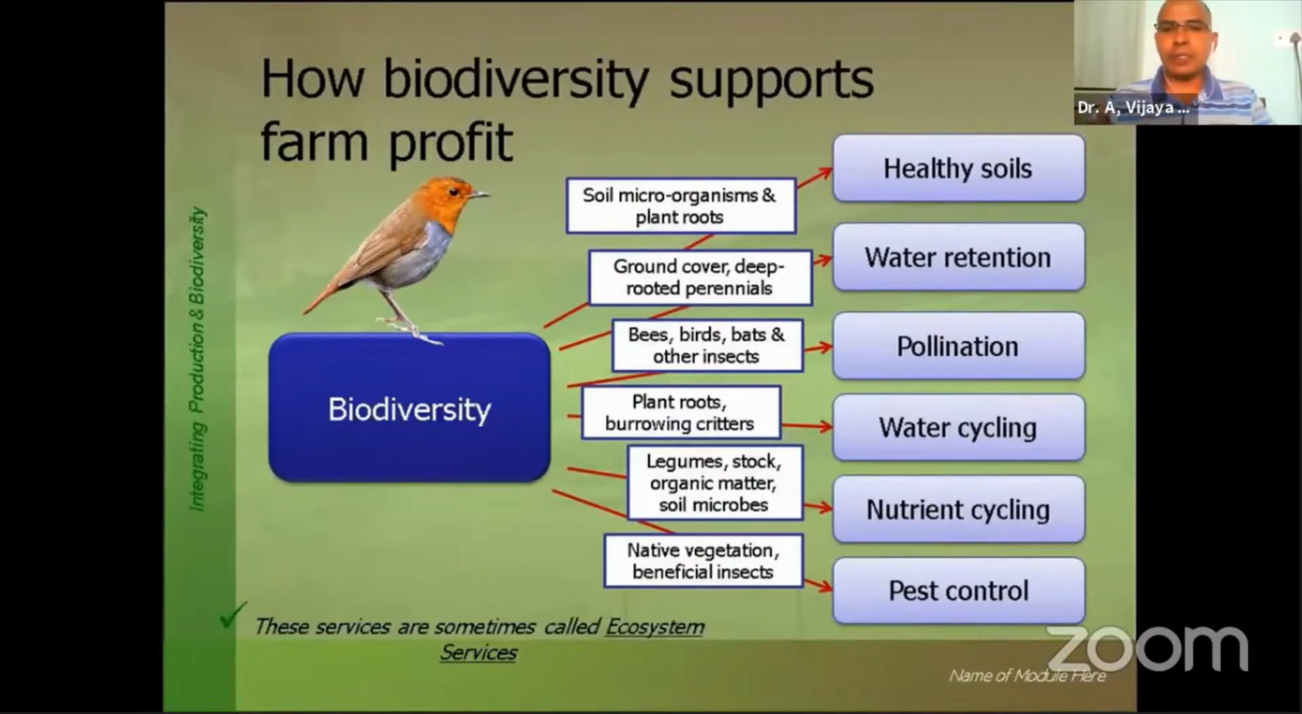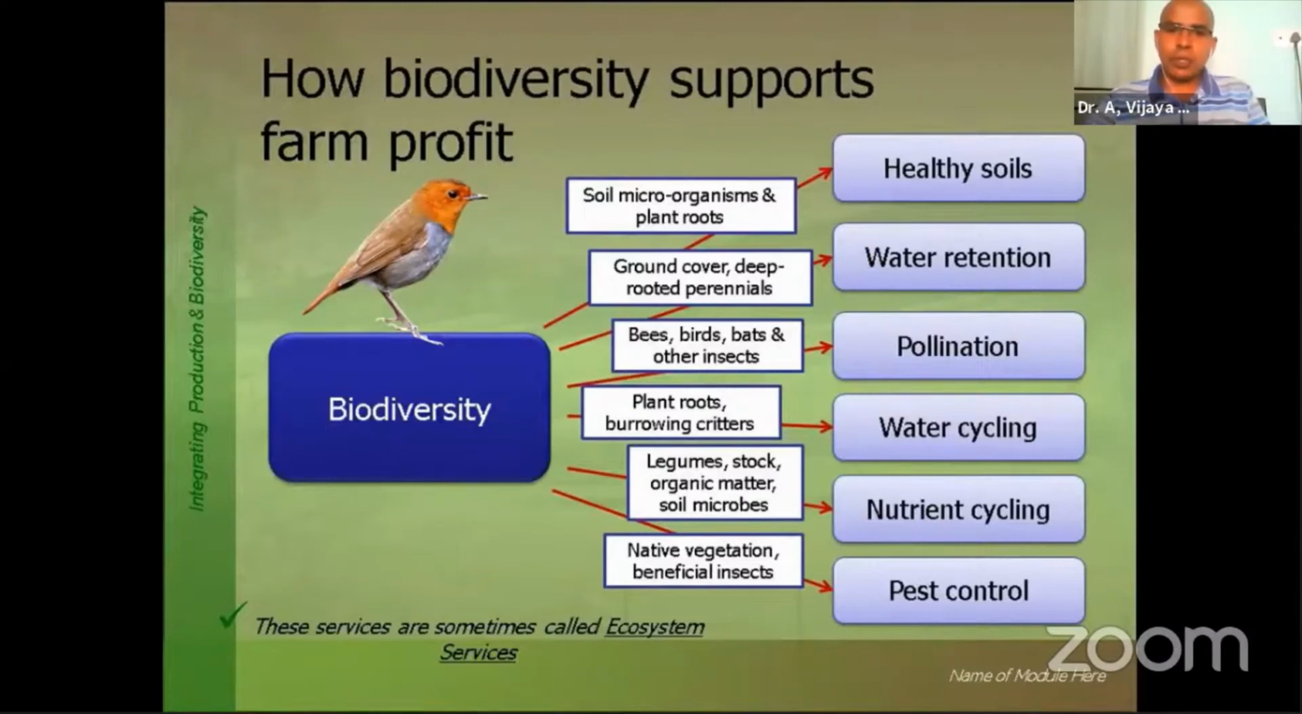And bees, birds, bats, and other insects provide valuable services in the form of pollination, as we already discussed. Without these, we cannot imagine the survivability of plants. Without plants, no living entities can be seen on the earth. The next one is water cycling, which can be done by plant roots, burrowing creatures, and roots, that is SPAC, soil plant atmospheric connectivity. So from the soil, plants absorb water and release it into the atmosphere in the form of transpiration, so that water is recycled. That's one of the important aspects.